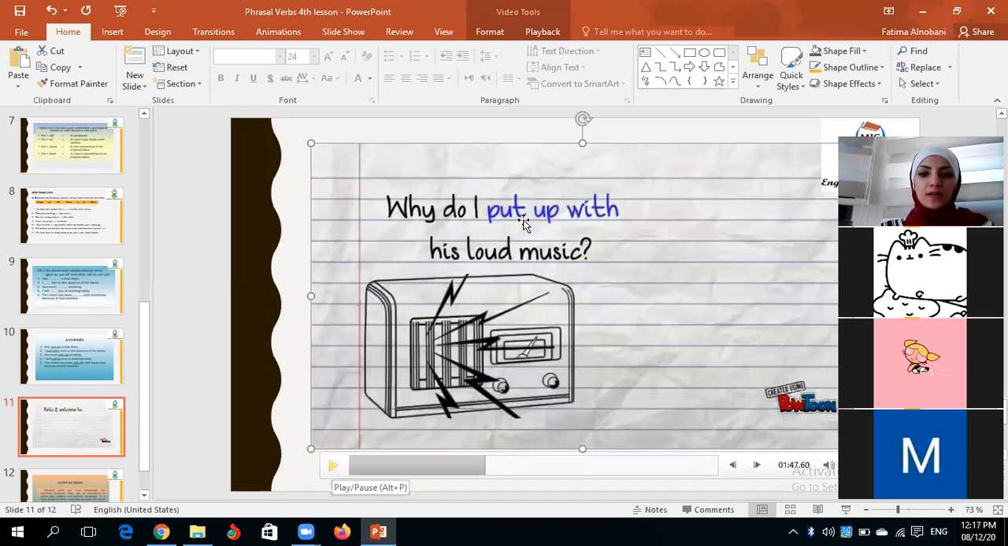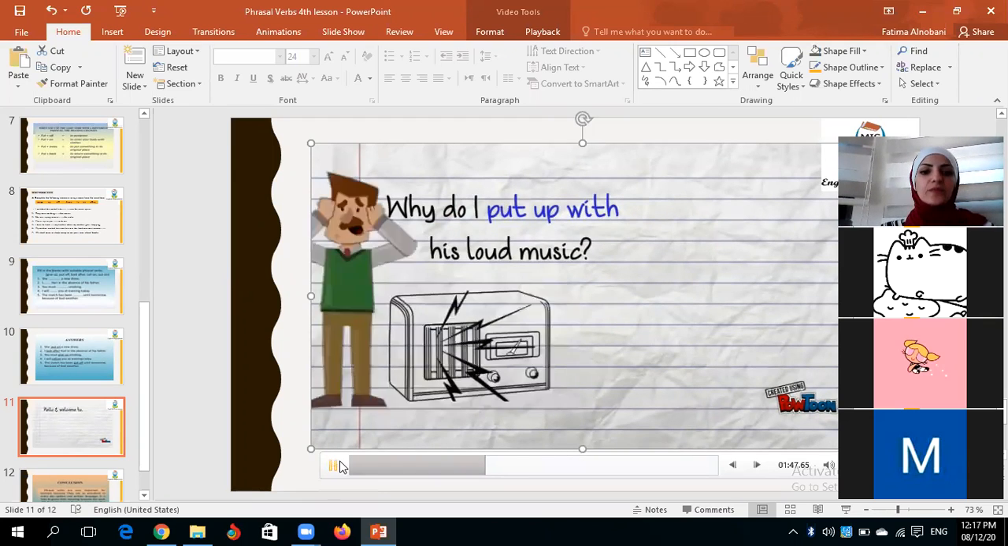If you see here, that's a little bit different. Why do I put up with? You don't have only one particle, you have 2 particles. So sometimes you have a verb and a particle, and sometimes you have a verb and 2 particles, not only one. Good.